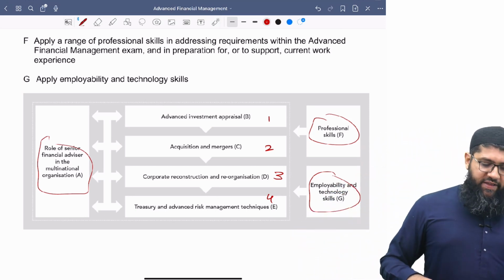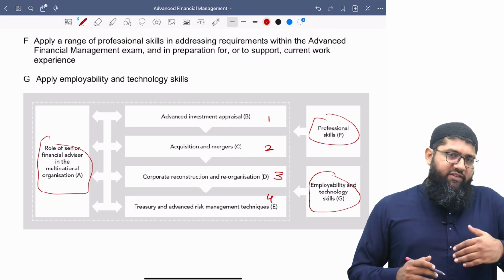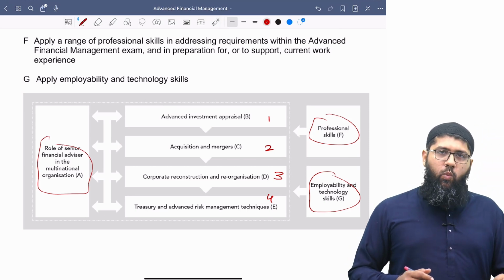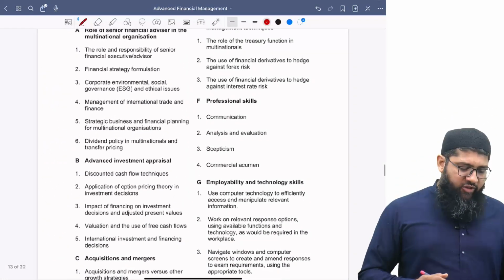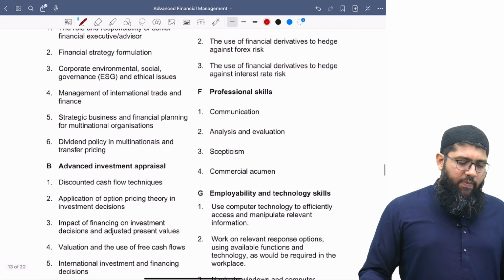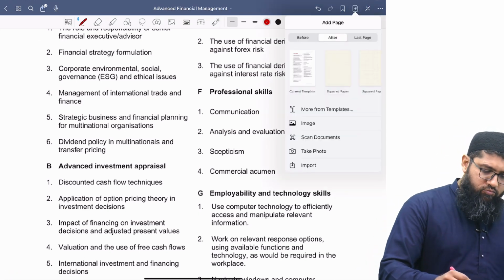So the first thing is that I will take you through these syllabus areas one by one, so that you could have a bit of an idea, a greater understanding of what these syllabus areas are going to be.